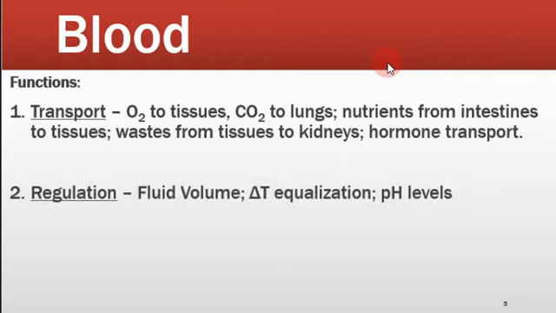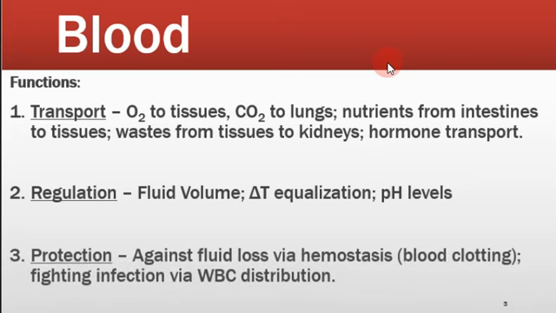Number 2, regulation. Keeping our body regulated. Homeostasis right there. That's the volume of our fluid. There's a certain amount of volume we want. We don't want our blood to be sluggish. All right. Temperature equalization. When you get hot and you're trying to cool off, you turn real red because your blood is coming to the surface to help cool you off. And then pH levels. It turns out there is a very tight range of pH level for your blood. And 3, protection against fluid loss. Hemostasis is keeping that volume right by going through the process of blood clotting.